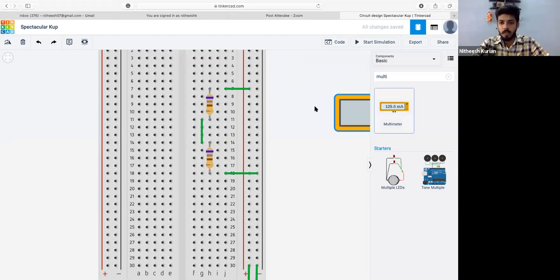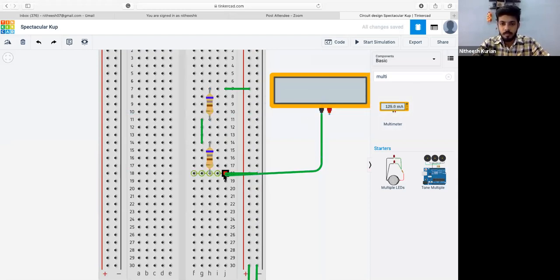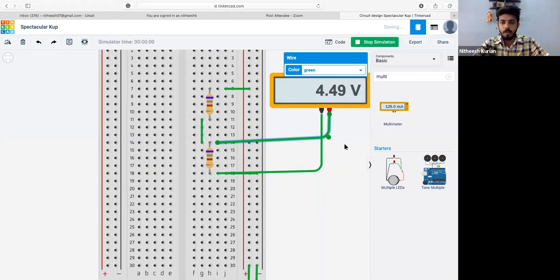Then we'll check using a multimeter. If you connect the multimeter over here, you can see that it will be 4.5 volts, exactly half of the total voltage that we are giving to the total resistor system. This is how we are dividing the voltage using resistance.